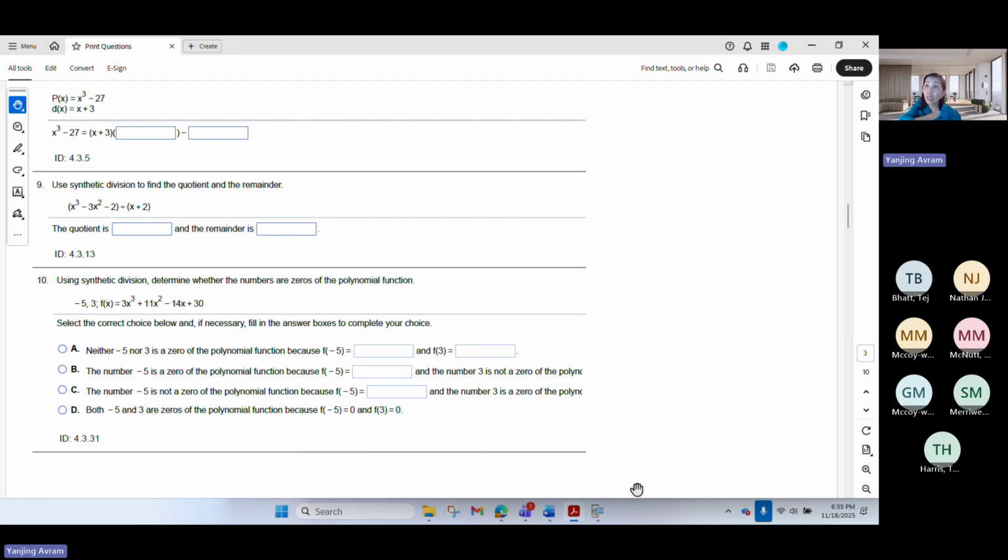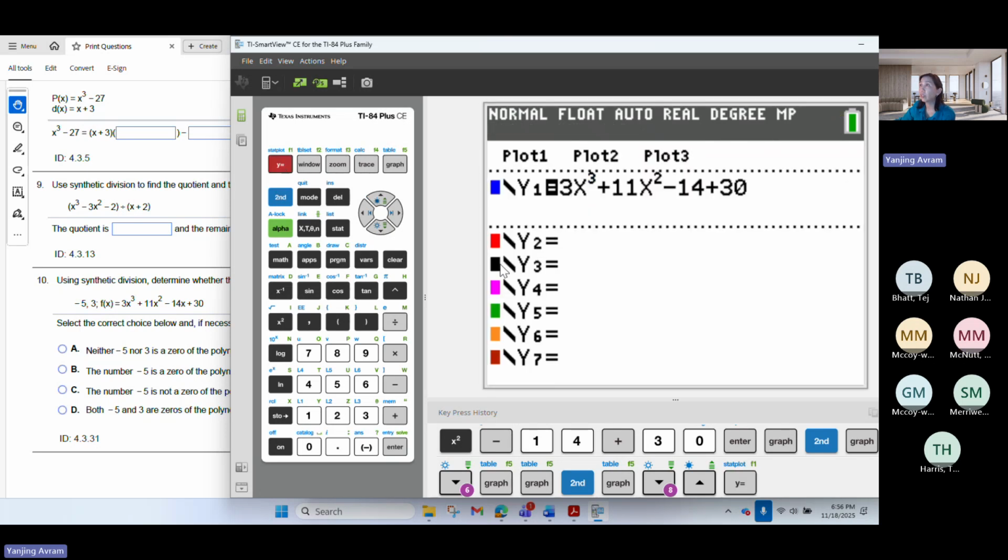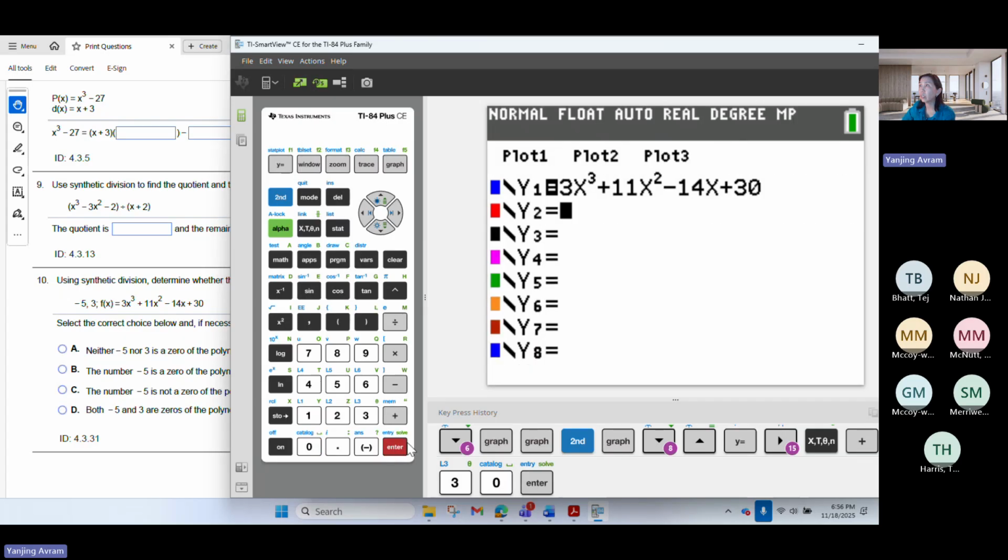Okay, so now we're giving you the answer. -5 is not a zero, and 3 is not a zero. No, wait, this is not right. I think when I put the function in, I just put 14, not 14x. Oh, okay, it's kind of messed up. All right, my bad. Sorry. Oh yeah, that's right. I missed this whole thing. I input this wrong. Okay, I'll take it back. That's 14x, and then plus 30. That's why.